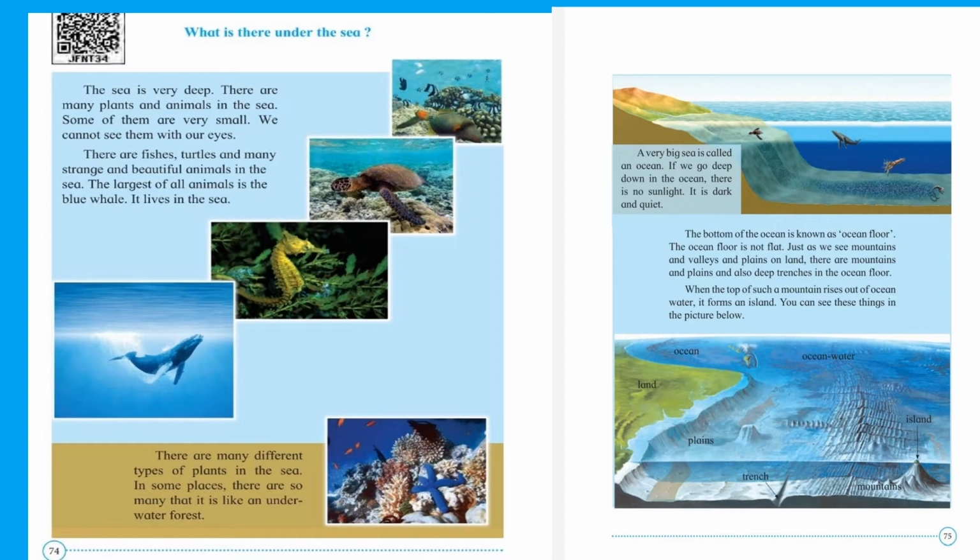There are many different types of plants in the sea. In some places, there are so many that it is like an underwater forest. Surprised? I am too. There are so many plants in certain places that it looks like a forest under the water.